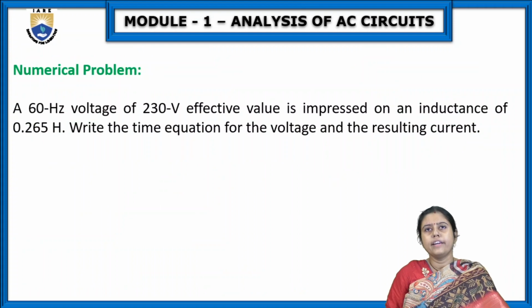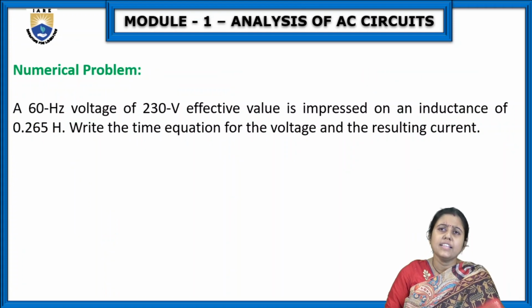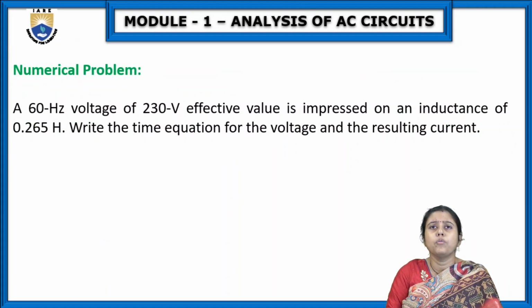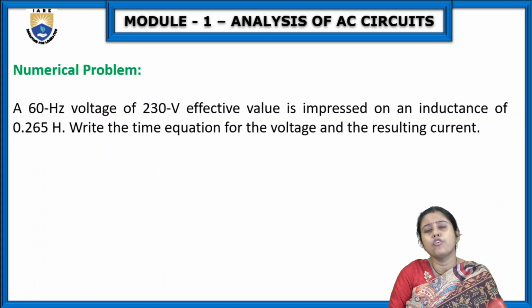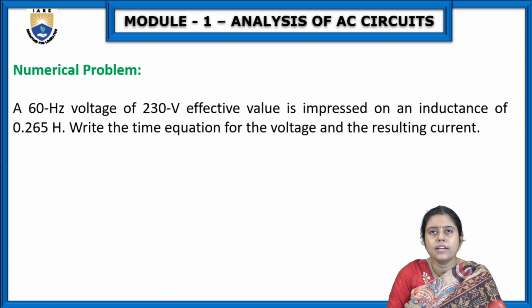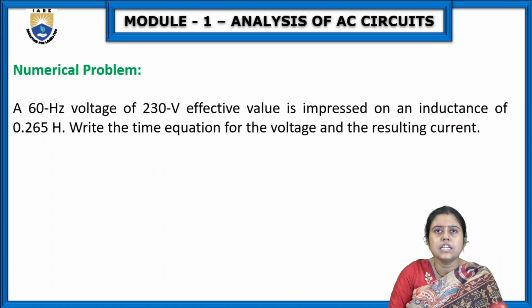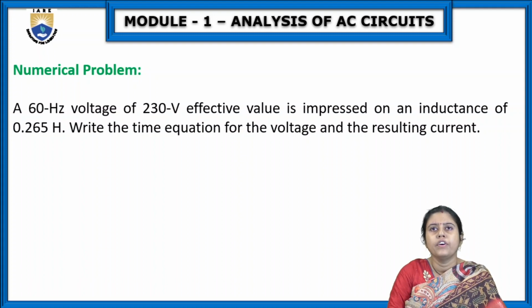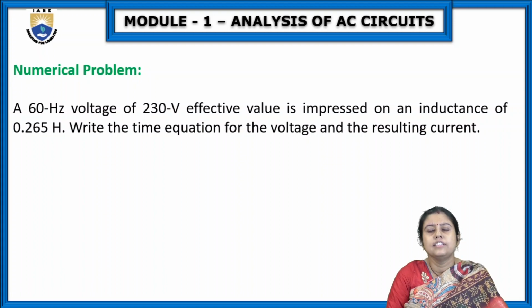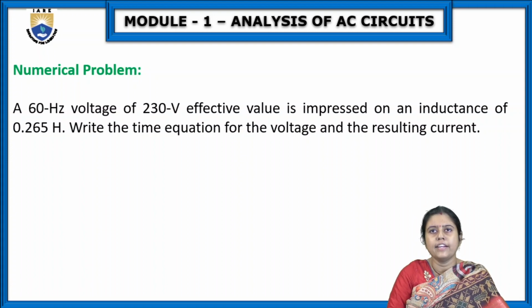Let's move to the next problem. A similar problem, but we are taking it as a pure inductive circuit. What is in the problem? A 60 hertz voltage of 230 volt effective value is impressed on an inductance of 0.265 Henry. Write the time equation for the voltage and current.